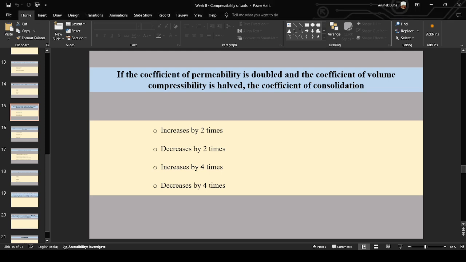I hope you know here you have to use the relationship between the coefficient of volume compressibility, permeability, and consolidation.